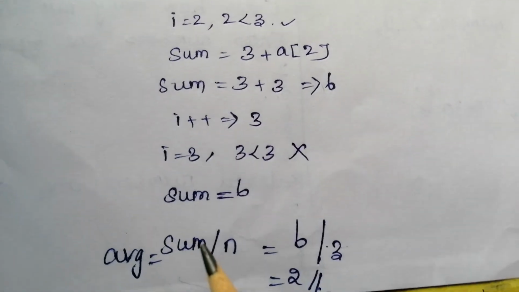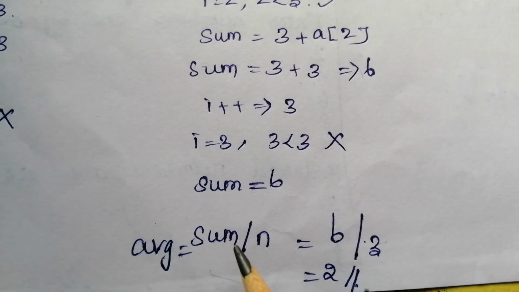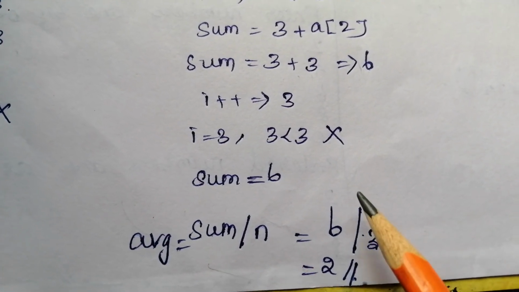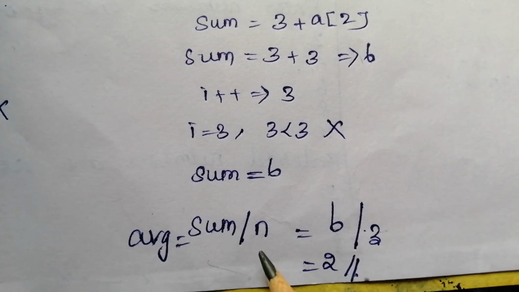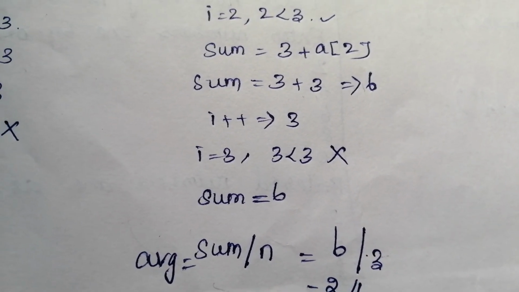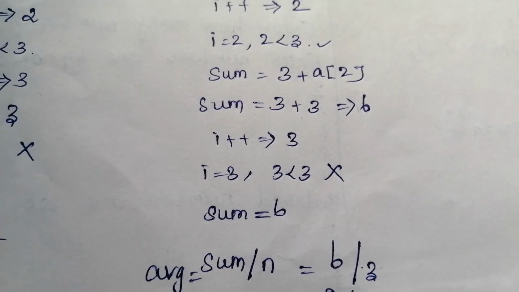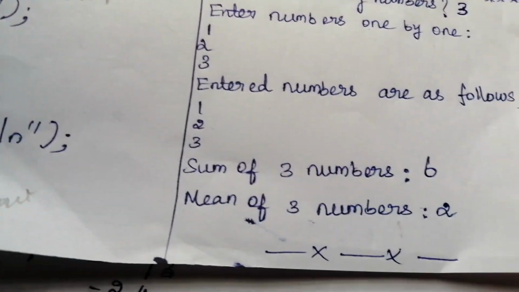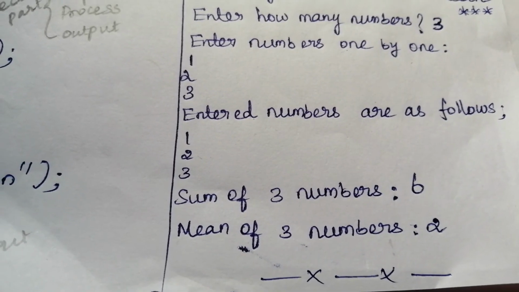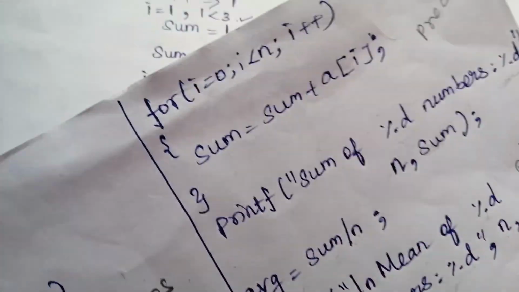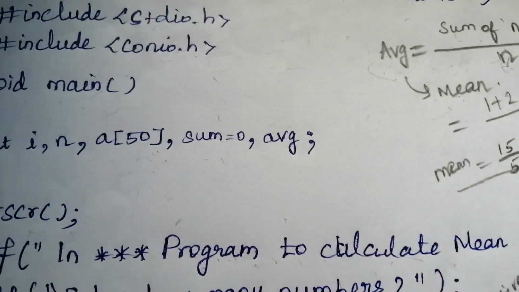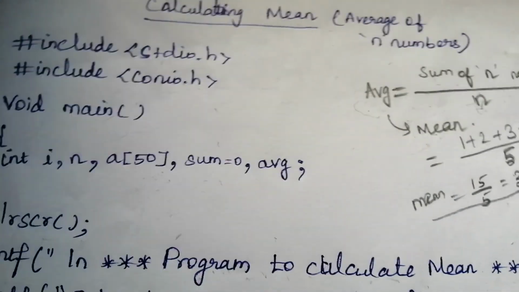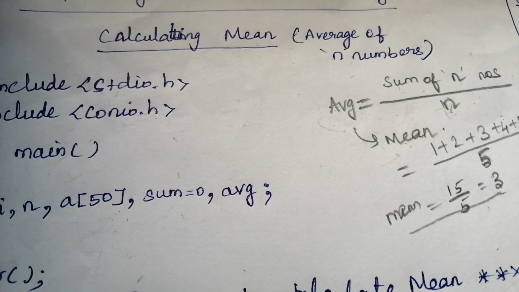After that, we have used the formula avg equal to sum divided by n. Sum value will be 6 and n value will be 3. So it displays the output 2. So average will hold the value 2. See the output: sum of 3 numbers is 6, mean of 3 numbers is 2. So this is the way to perform the calculation of mean value. Thank you all.